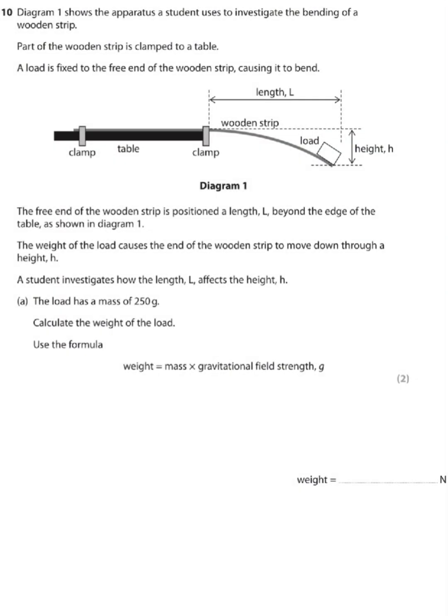So we've got a working scientifically example here where we've got a wooden strip that has a load placed on it, and that load is causing the wooden strip to sag a certain height h. So we start off by being told that the load has got a mass of 250 grams, and we're asked to calculate the weight of the load using the formula given.